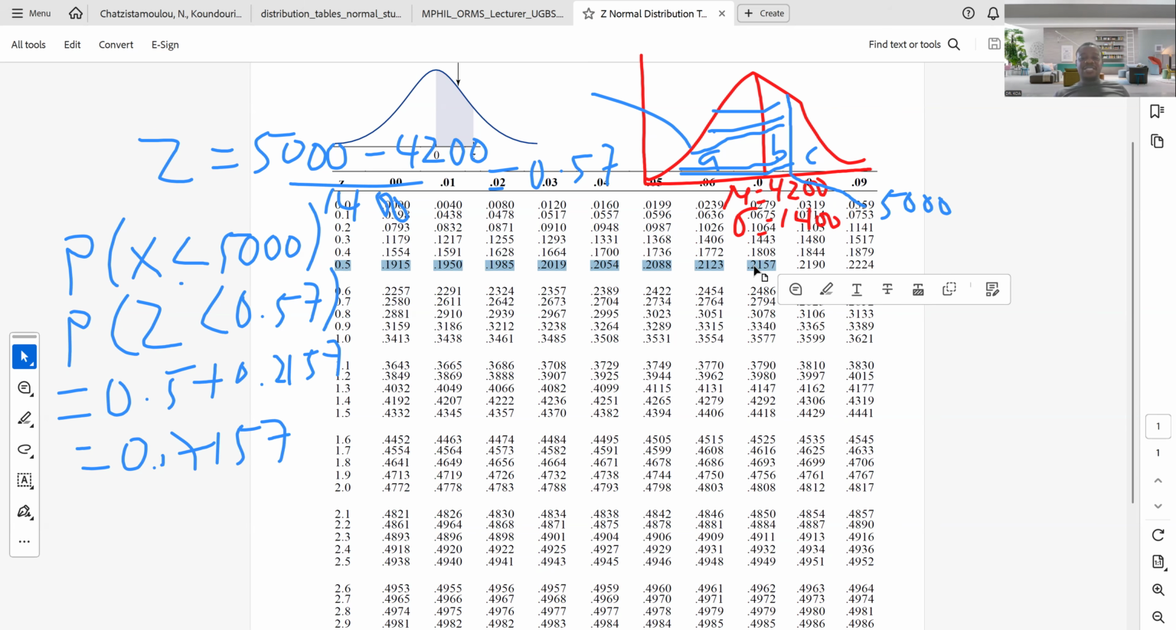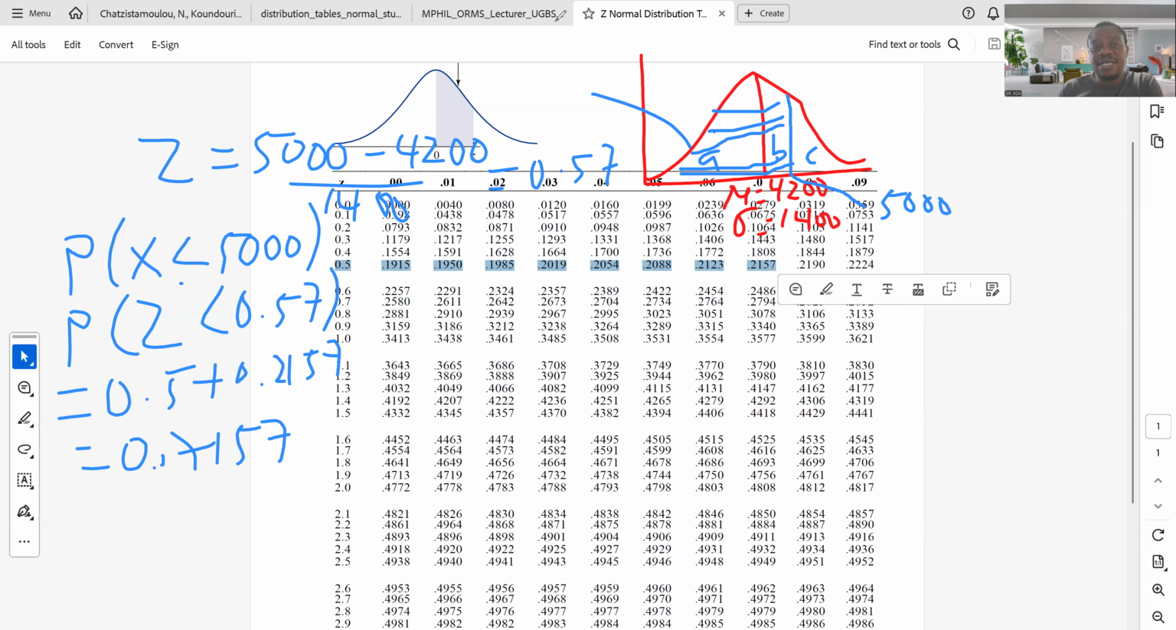So the chances of a carpet being demanded next week at 5,000 or less is quite high. The probability is high, 71%, because the mean we are told is 4,200. So the chances of getting less than 5,000 are quite high. That's how you work these things out.